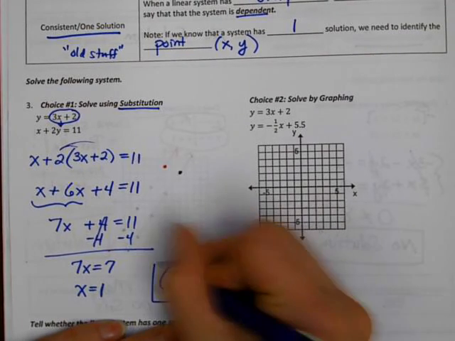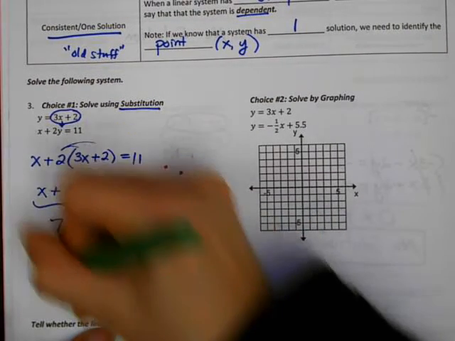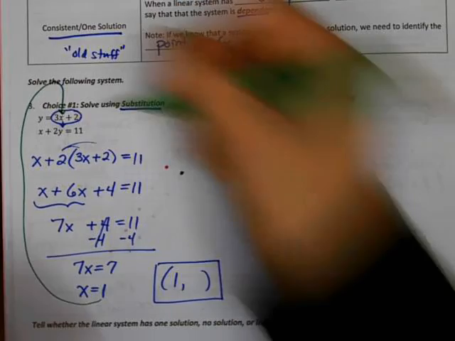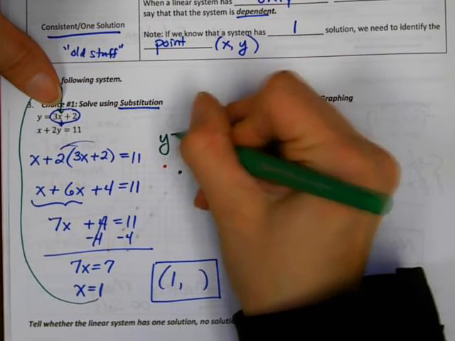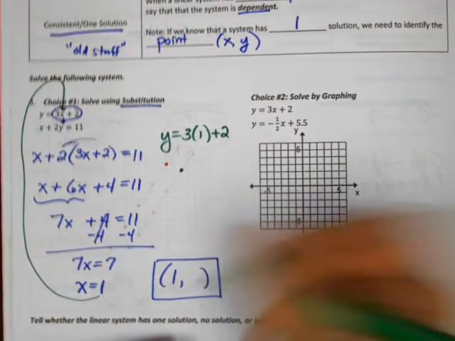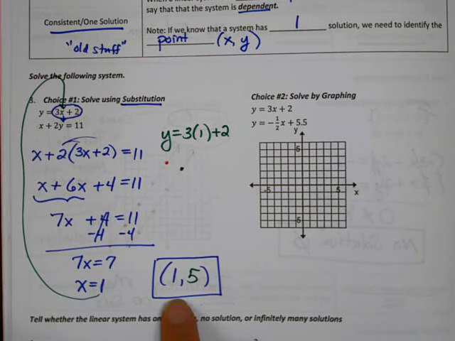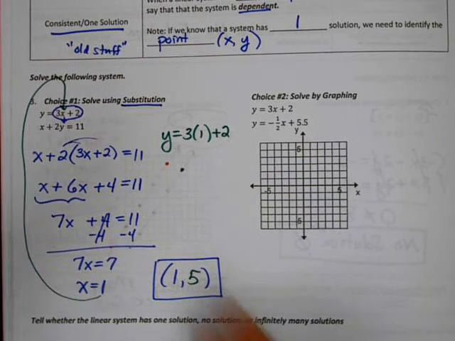We need to find the other value, the y value. I'm going to plug 1 in right there into that x spot. That seems like a good place. y equals 3 times the 1 plus 2. So my y value is 5. I got one solution, and there it is.